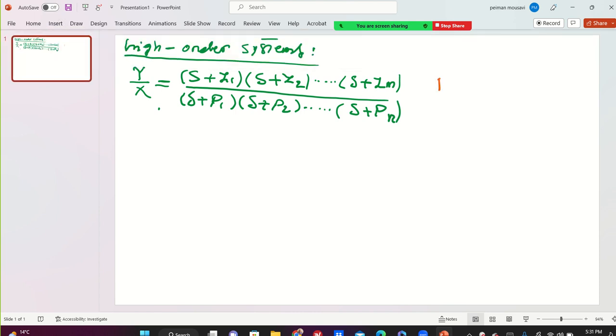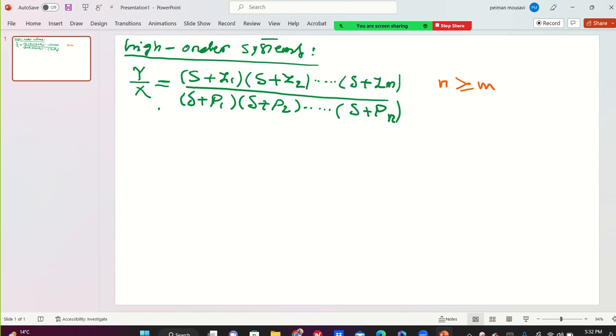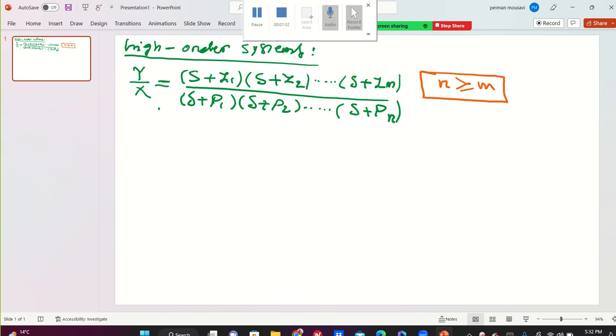And m must be less than or equal to n. Okay, I'm sorry, I mean n, not p. So n is equal or greater than m, okay, for causal systems.